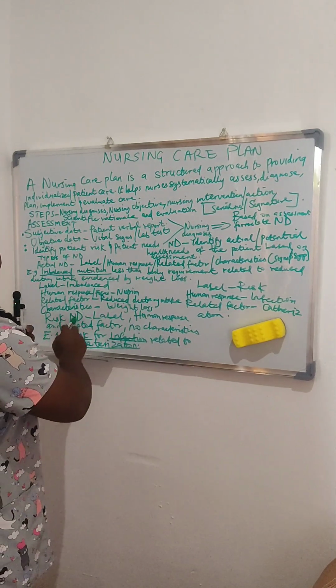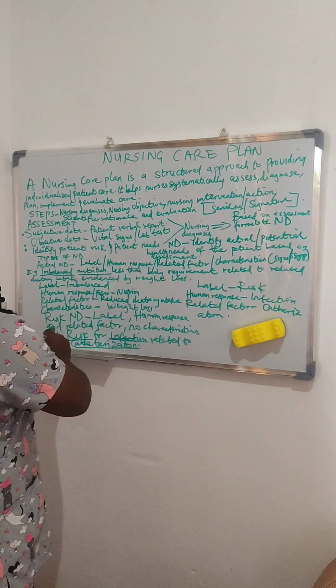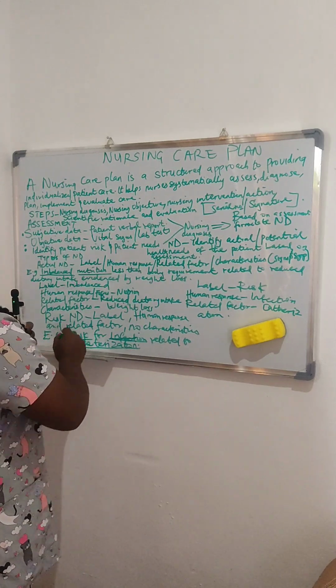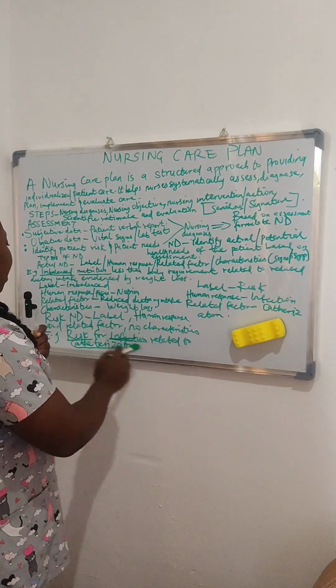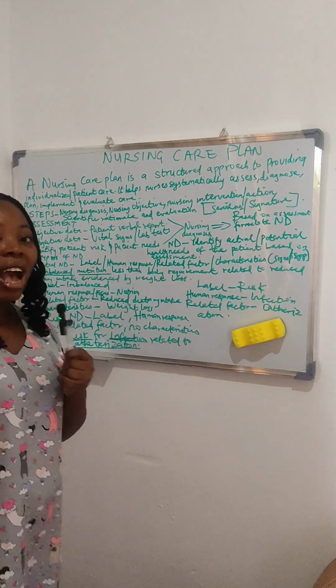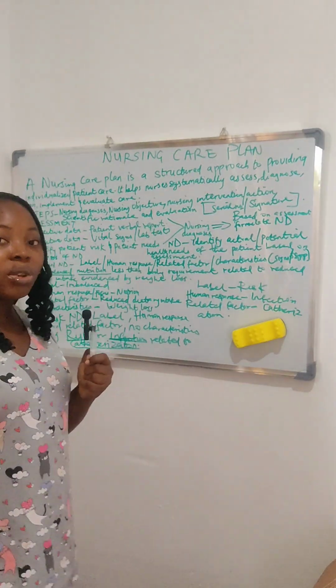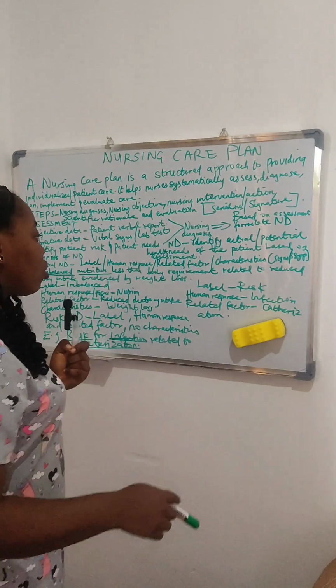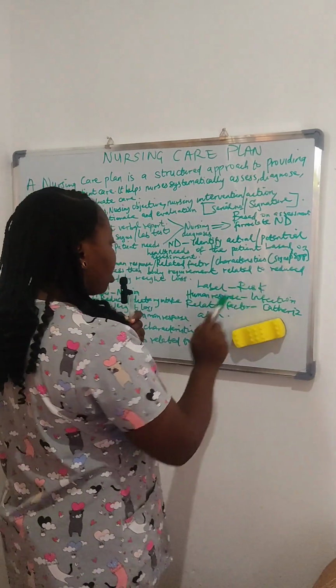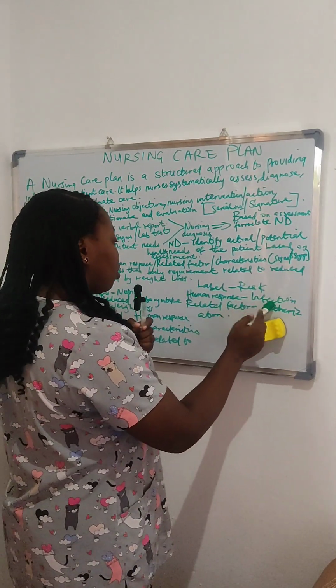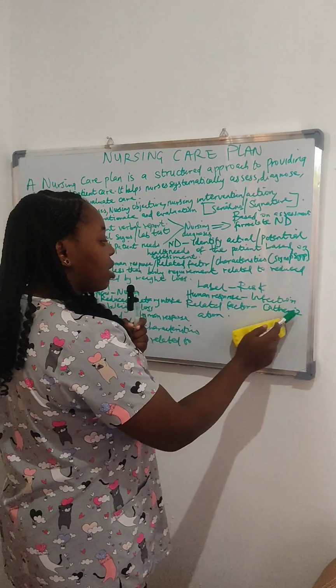Coming to risk nursing diagnosis, an example is risk for infection related to catheterization. It has no signs and symptoms because it is yet to happen. So the label is risk. The human response is infection. The related factor is catheterization.